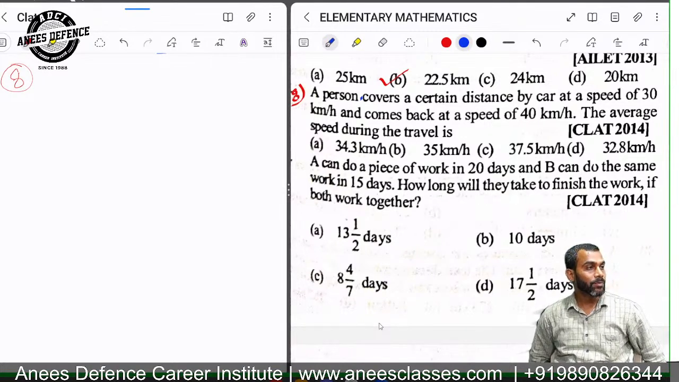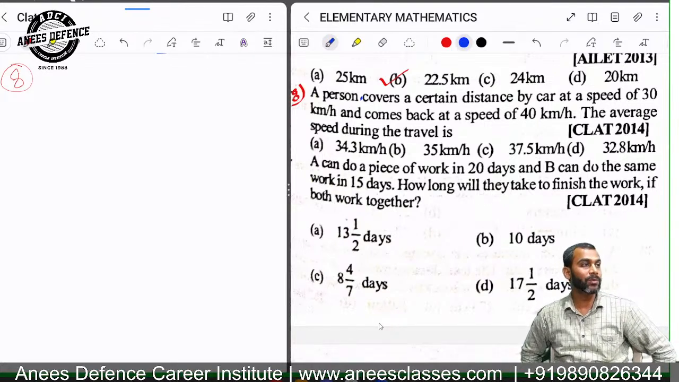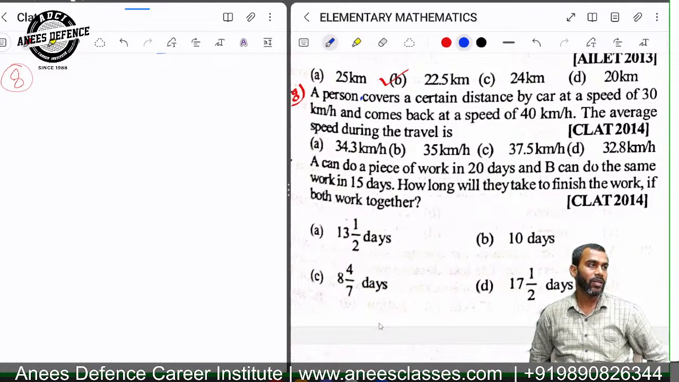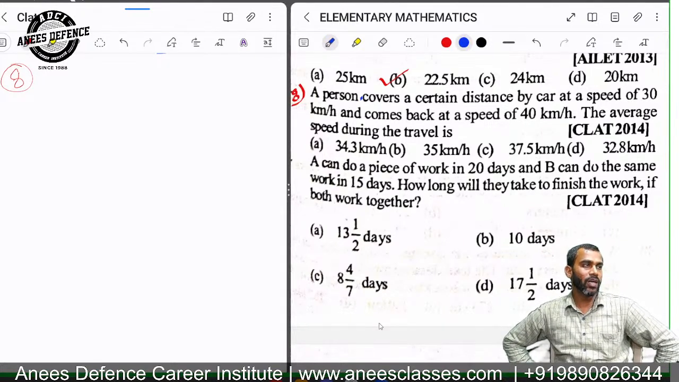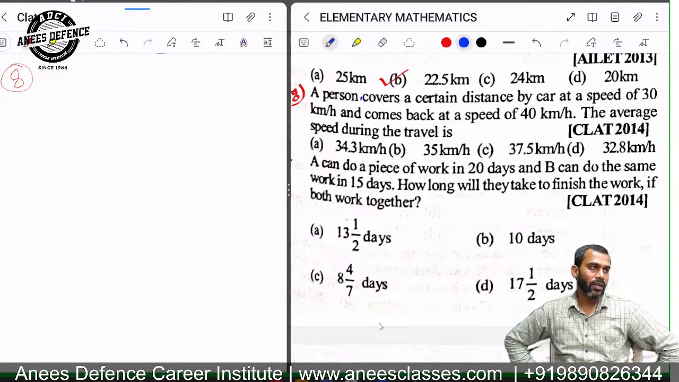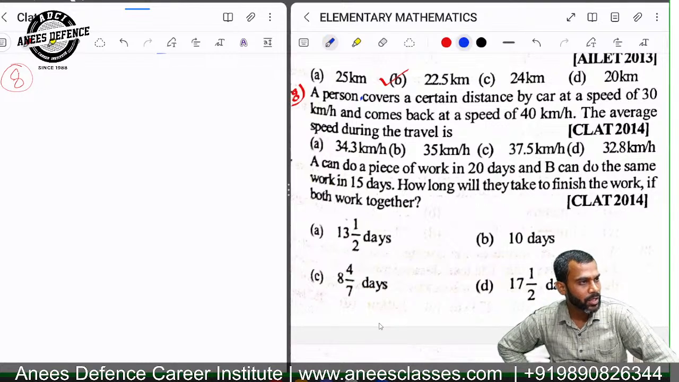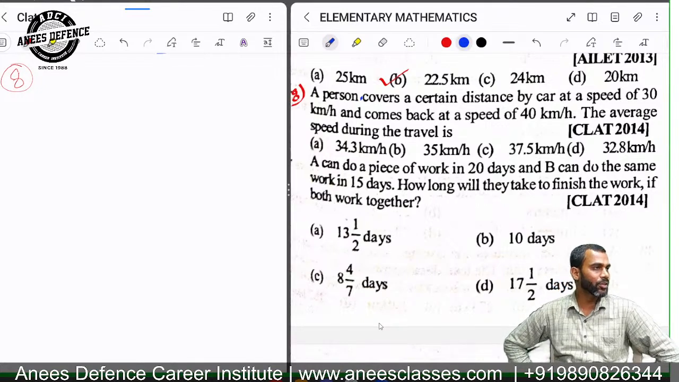For which case? Suppose one person has to cover the same distance two times with different speeds. Suppose one has to go from A to B and come back from B to A. So the same distance will be covered, but the speed should be different. If both the speeds are the same, then again the same average speed will be there. If I go from A to B at the speed of 10 kilometers per hour and come back at the same speed, what would be the average speed? Quite simple, 10 kilometers only.